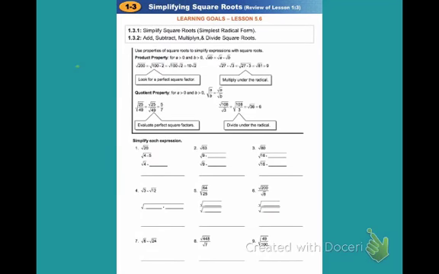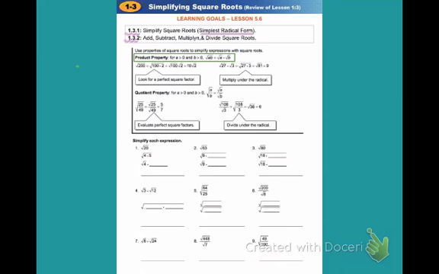Today's lesson comes from Chapter 1, Lesson 3, and is entitled Simplifying Square Roots. The two learning goals for the lesson today are, first of all, to learn to simplify square roots. So we'll be putting things in what's called simplest radical form. And secondly, we will be learning how to add, subtract, multiply, and divide square roots.